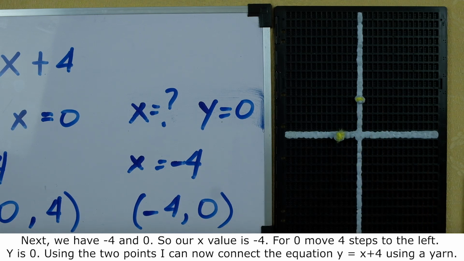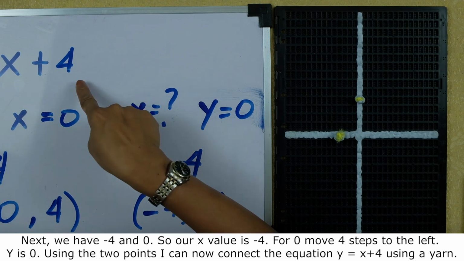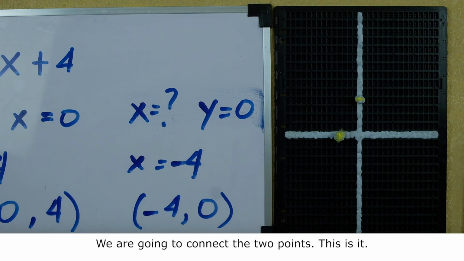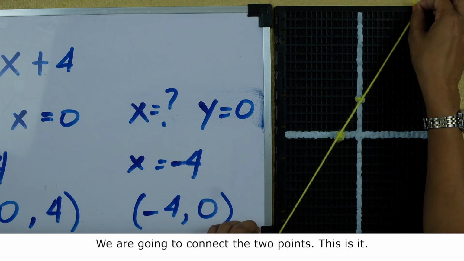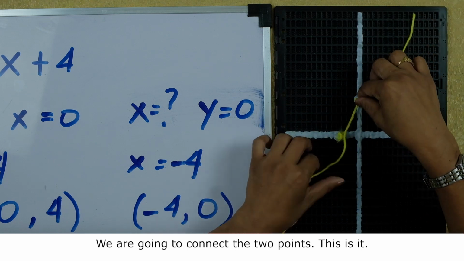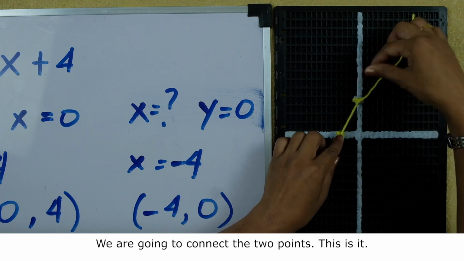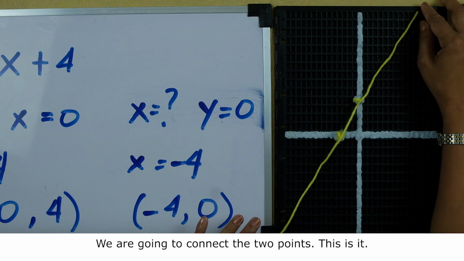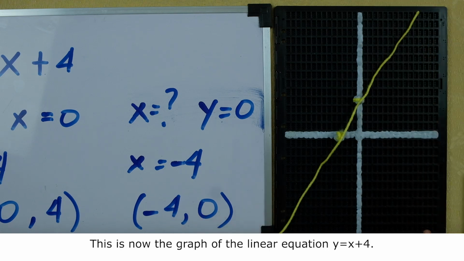Using the 2 points, I can now connect and graph the equation y is equals to x plus 4 using a yarn. Okay, we're going to connect the 2 points. Okay, this is it. This is now the graph of the equation y is equals to x plus 4.